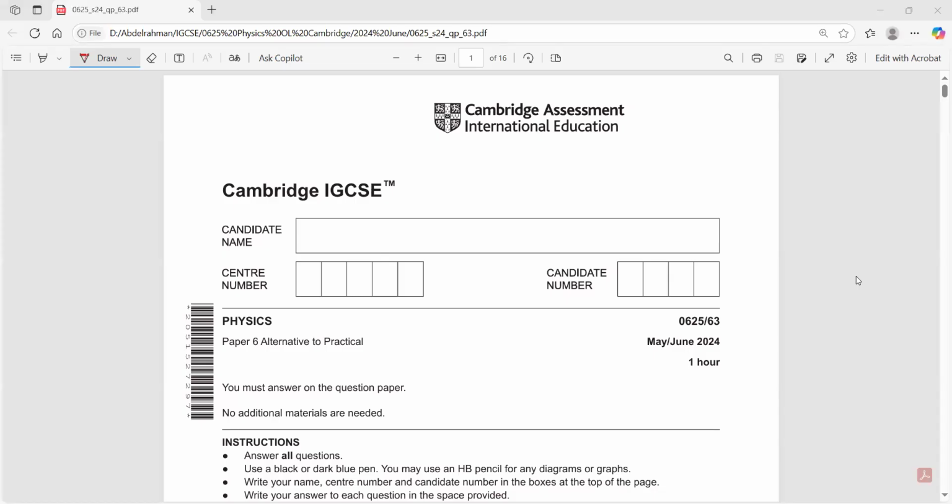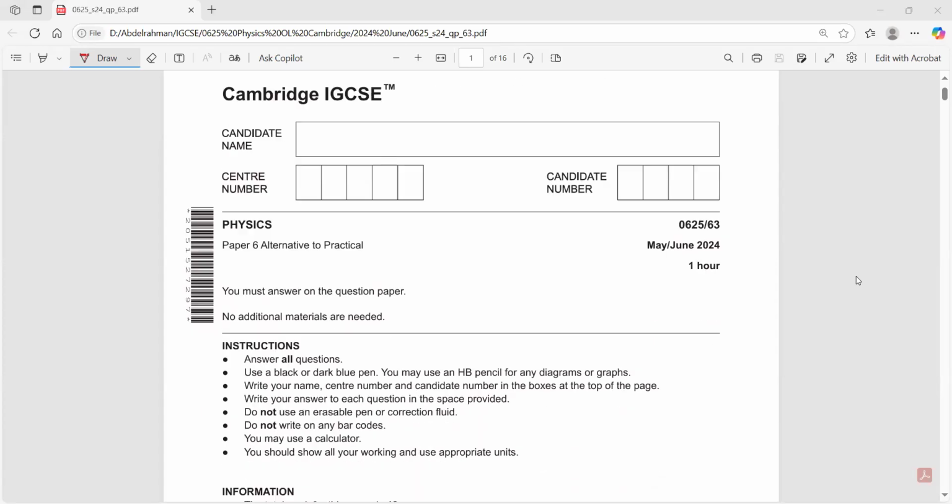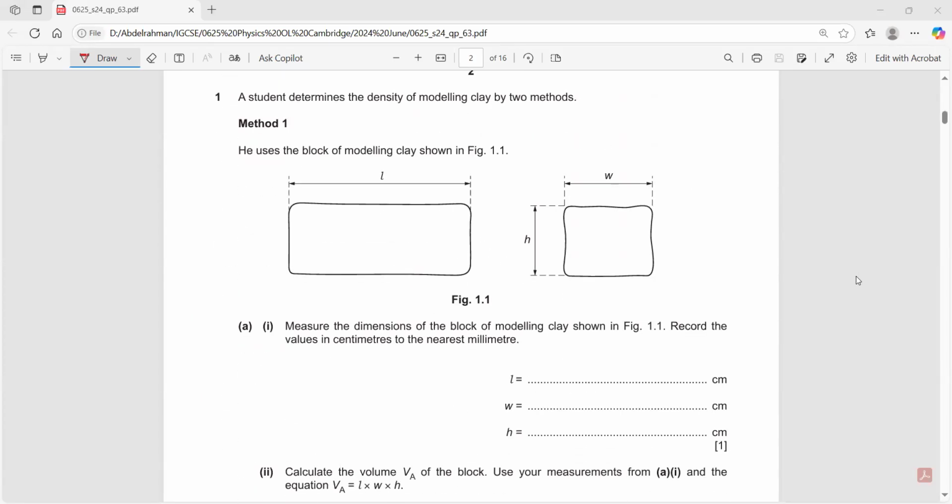May, June 2024, paper 6, variant 3. Question 1: Sion determines the density of a modeling clay by two methods.